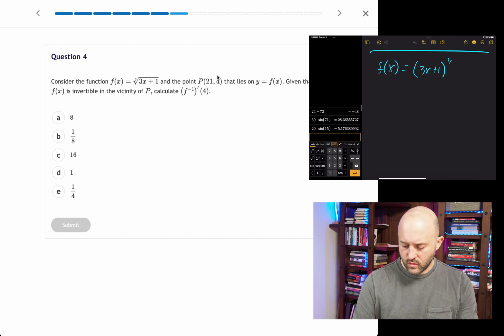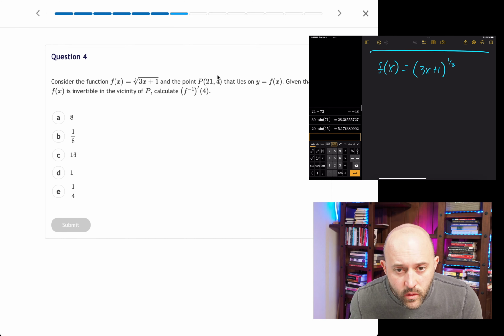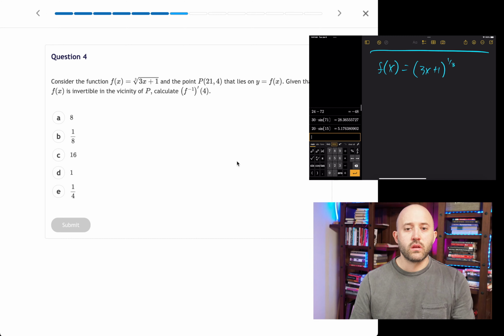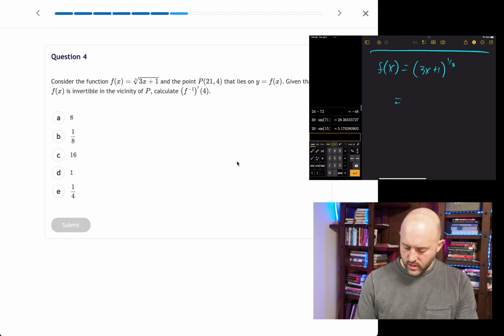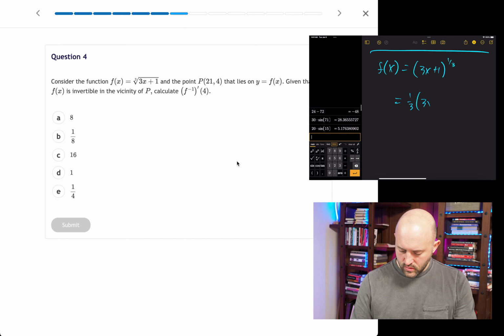(3x plus 1) to the 1/3 power. And so this would be 1/3 (3x plus 1) times 3, which means that goes away. f of x at the initial point is 21, it looks like. So 3 times 21 plus 1, which is 63 plus 1 is 64.